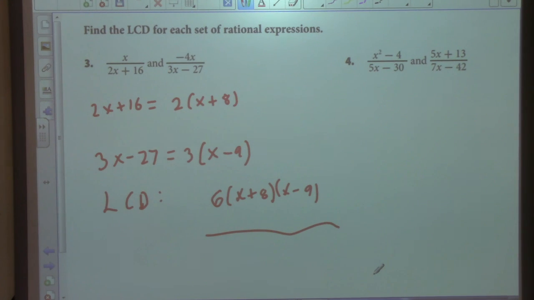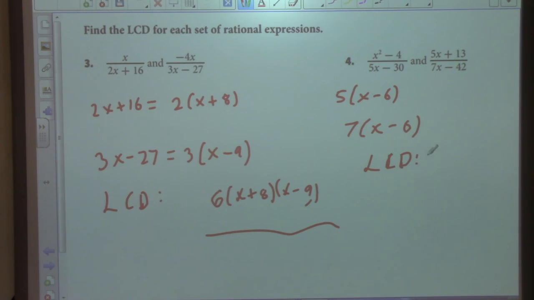And from number 4, it's going to be Kim. All right, Kim. I factored out the first one and I got 5 times (x minus 6). So this is our first factored amount here. Okay, good. And then the other one I got 7 times (x minus 6). Okay, so what's going to be our least common denominator?